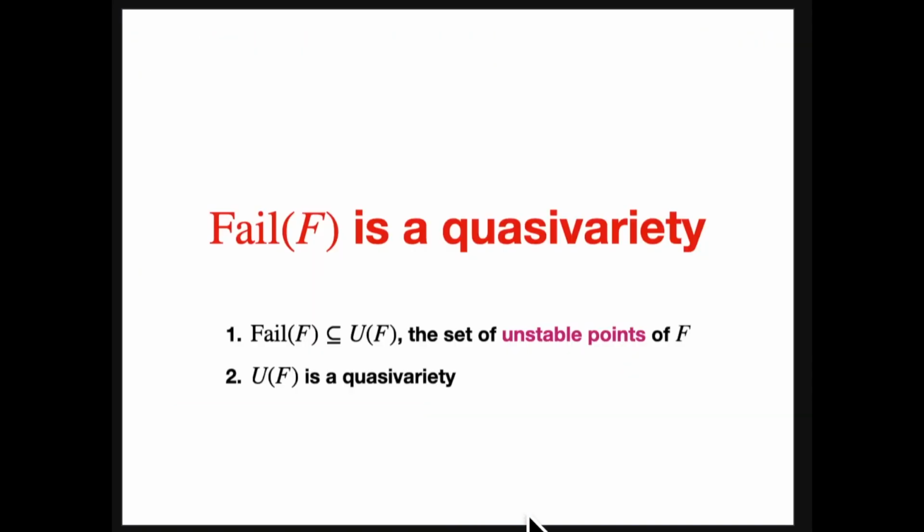So let us conclude by giving some hints in the proof of our theorem, which splits in two parts. In the first part, we prove that the set of errors of a program is contained in a superset of inputs, which is called the set of unstable points of the program. And the second part is to prove that this set of unstable points is a quasi-variety. So since quasi-varieties are closed under subset inclusion, we can conclude with the main statement.